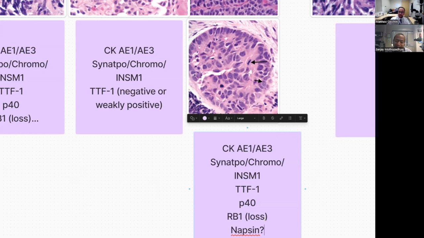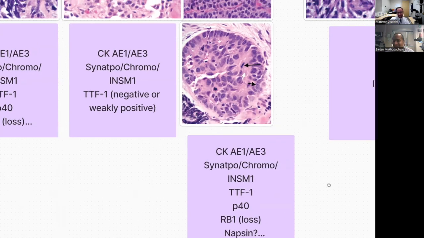I used to, whenever napsin was positive, I would just call it adenocarcinoma. But now there's this publication from Memorial Sloan Kettering where they call things large cell neuroendocrine carcinoma. Even if napsin is positive and KRAS positive, they still call it large cell neuroendocrine carcinoma, which really makes things very difficult for everybody.